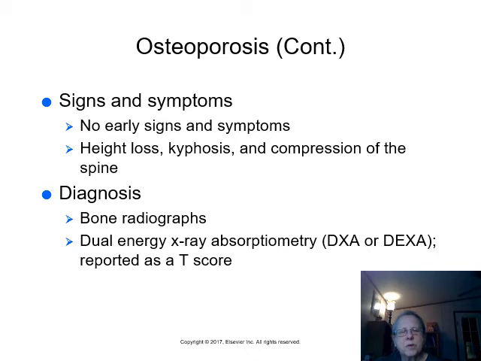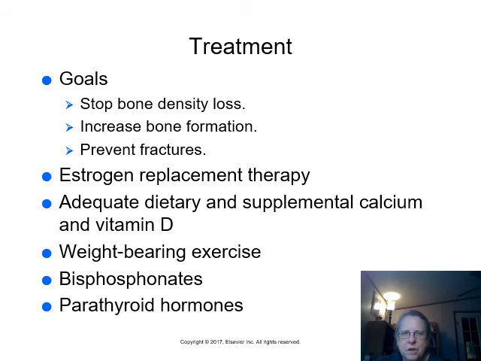Signs and symptoms, really, there are no early signs and symptoms. Possibly later in life, they may lose height, maybe have a little bit of kyphosis, where the back vertebrae are shrinking and have little fractures, causing them to have a hump in the back, compression of the spine. You're going to have x-rays, your DEXA scans, once again, bone density. They're going to look and see, do you have osteoporosis?